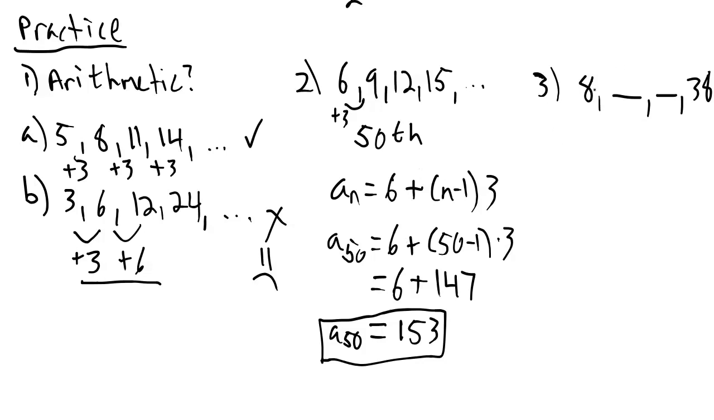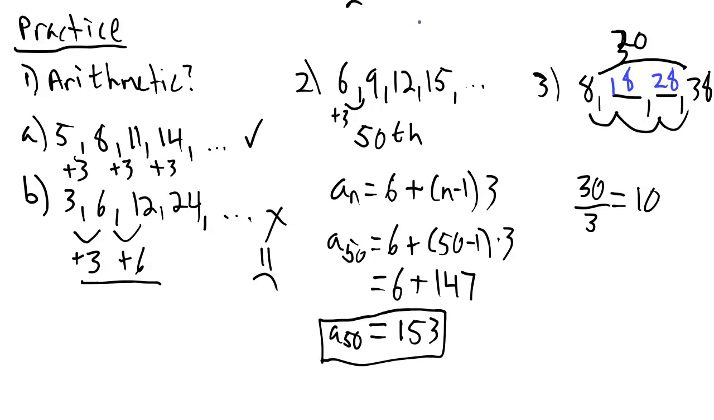All right, and for problem 3, we're jumping 3 times total. And how much are we going up? We're going up 30. So going up 30 over 3 jumps, meaning we're going up 10 each time. Means that this is going to be 18 and this is going to be 28. Once again, you could also do this by figuring out the formula. a sub n is equal to our starting term plus n minus 1 times this number.